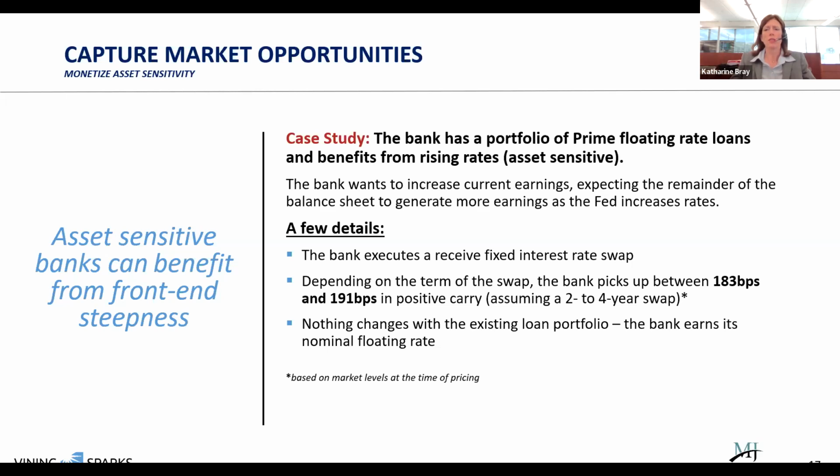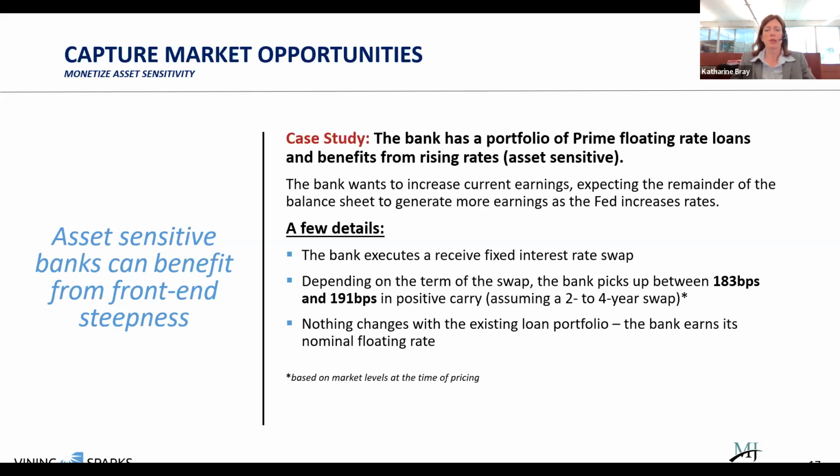So what can they do? They've got floating rate loans. They anticipate rates going up are going to perform better, but instead of waiting for the Fed to raise rates, we'd like to go ahead and lock in some of that benefit now. So what can the bank do?